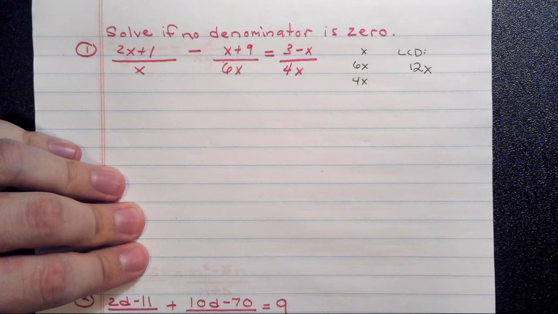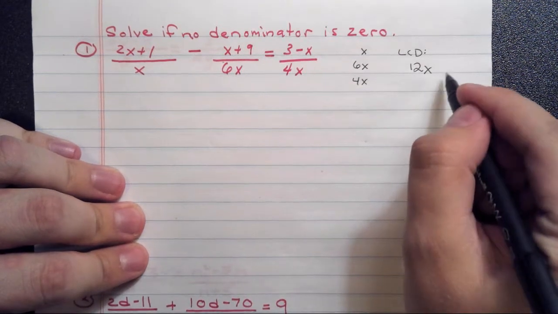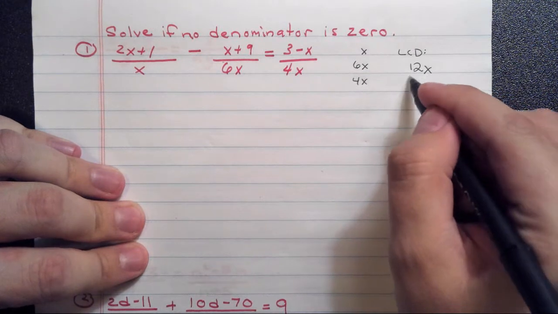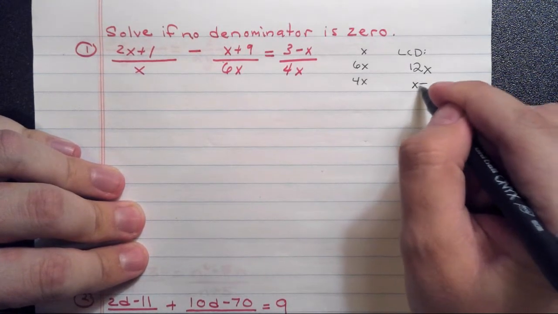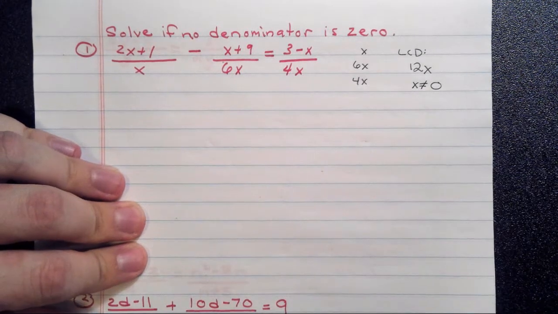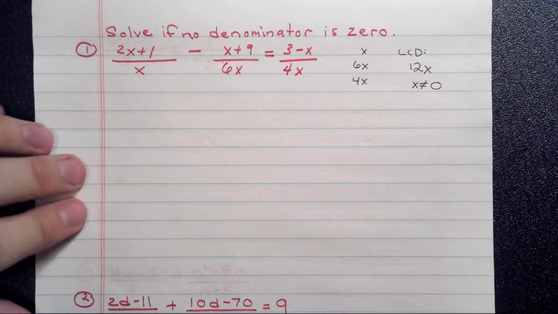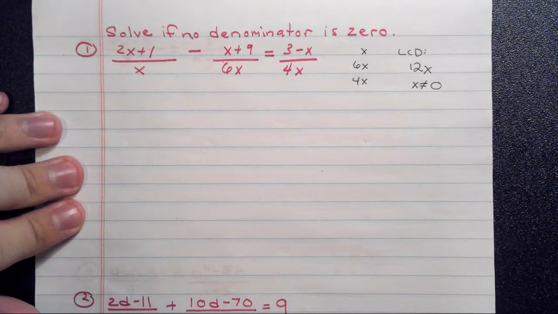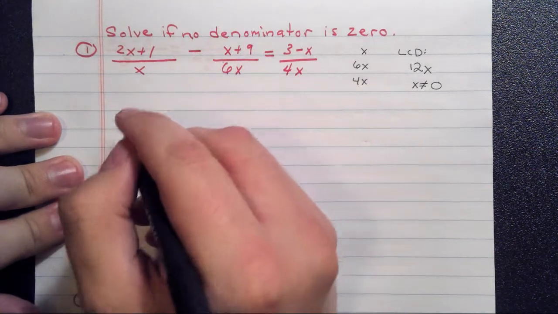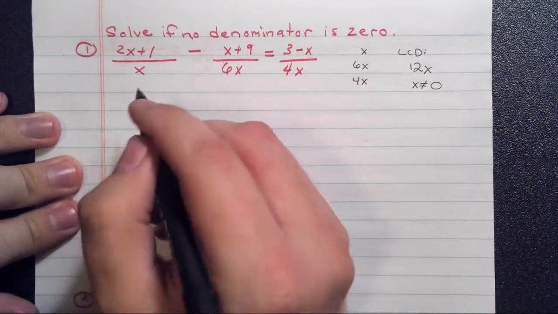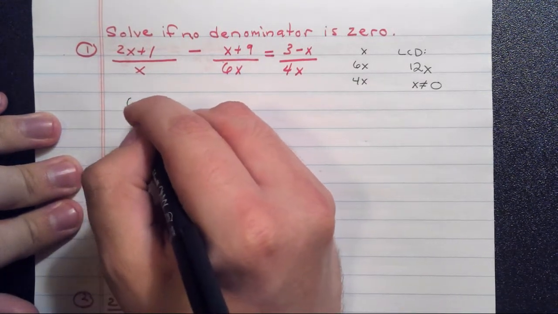Now, once I have my least common denominator, I can think about restricted values. My least common denominator is 12x, or 12 times x. So the only restricted value is that x cannot be 0. If x were 0, I'd have division by 0, which is not something that we can do. So what I'm going to do is take each of these different terms and multiply them by that least common denominator. I'm going to rewrite this, and leave myself some space to show that work.